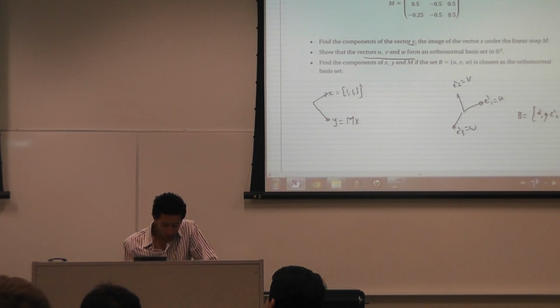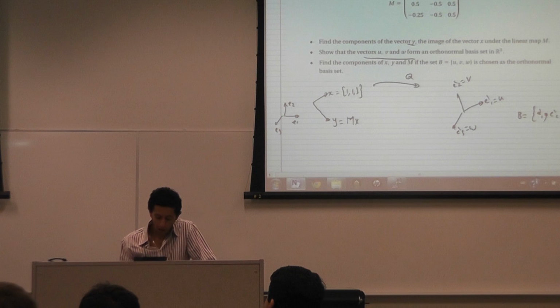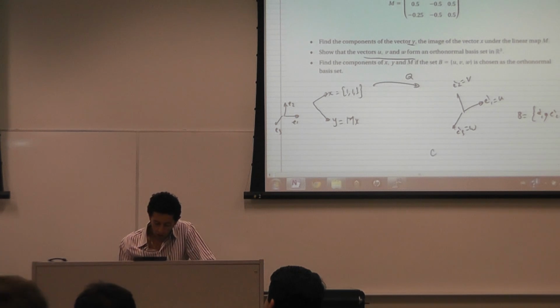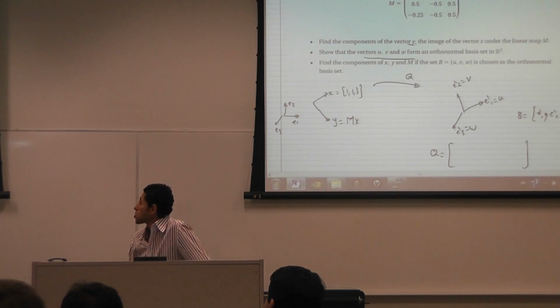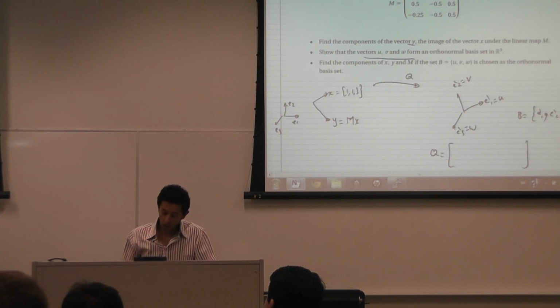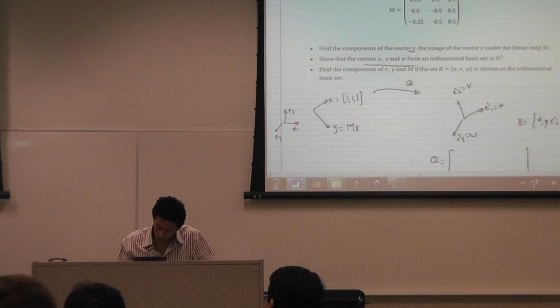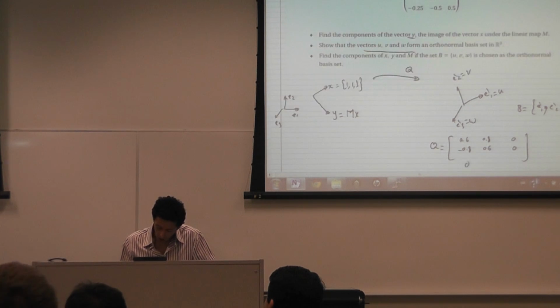To translate between the components that I have here and the new components, I need a translation matrix. This translation matrix will be equal to the components of e1, e2, e3. This Q is made out of u, which is 0.6, 0.8, 0, v, which is negative 0.8, 0.6, 0, and w, which is 0, 0, 1.